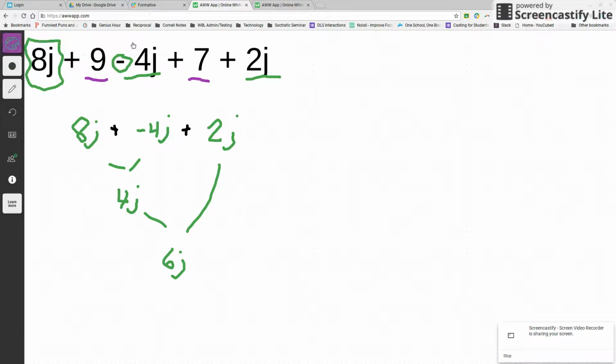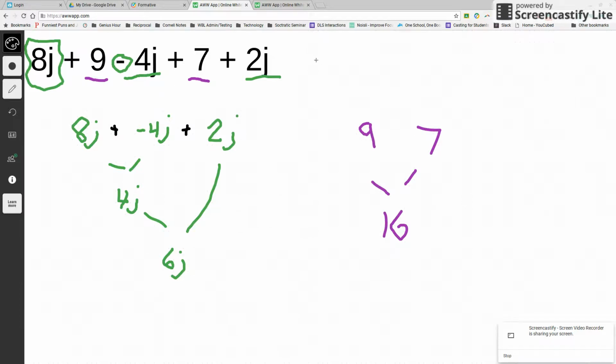Now I have to also do the number here. So I had a 9, which was a plus 9, so I keep that positive. I had a positive 7, so I'm just going to add those 2 numbers together, which gets me 16. And then I rewrite this expression with what I have left over.